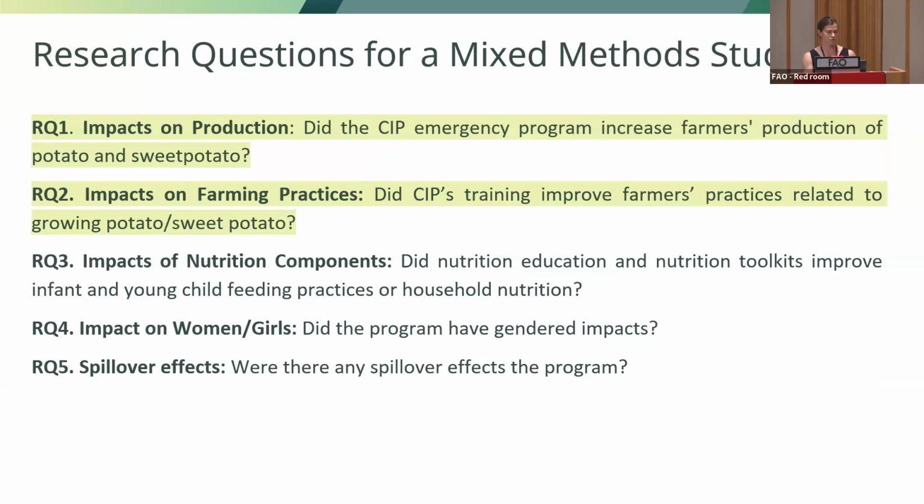We had five different research questions. We're only going to focus on the first two, which was impacts on production. Did this increase farmers' production of potato and sweet potato? And impacts on farming practices. Did it improve the farmers' practices related to these crops?